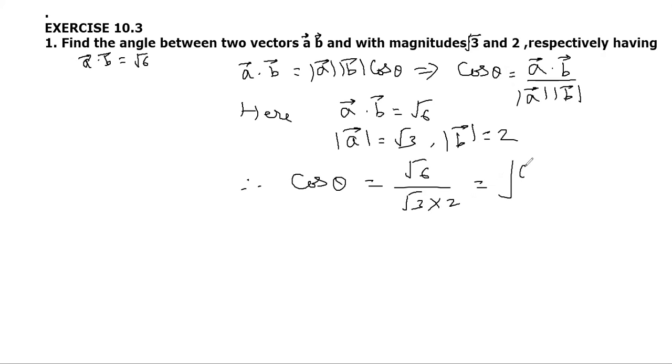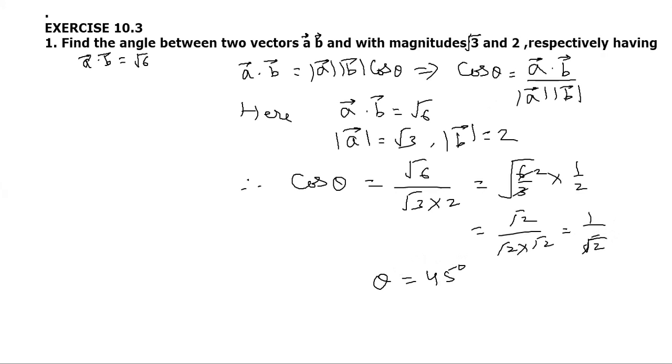So the same root we can write as root 6 by 3 into 1 by 2. 3 ones are 3, 3 twos are 6. So root 2 upon 2. This 2 can be written as root 2 into root 2. So 1 by root 2, that is 45 degrees. So theta is equal to 45 degrees.